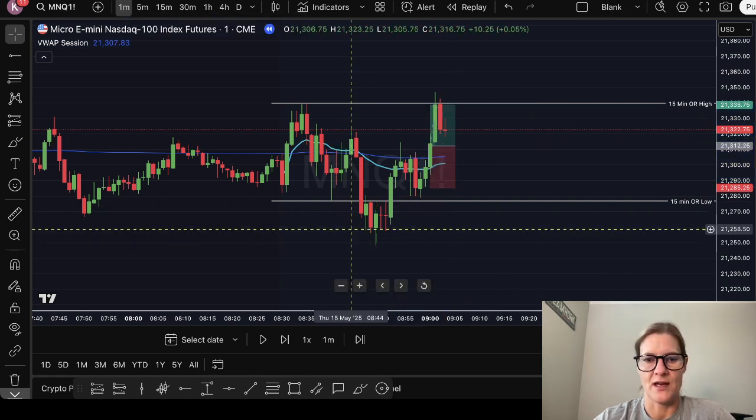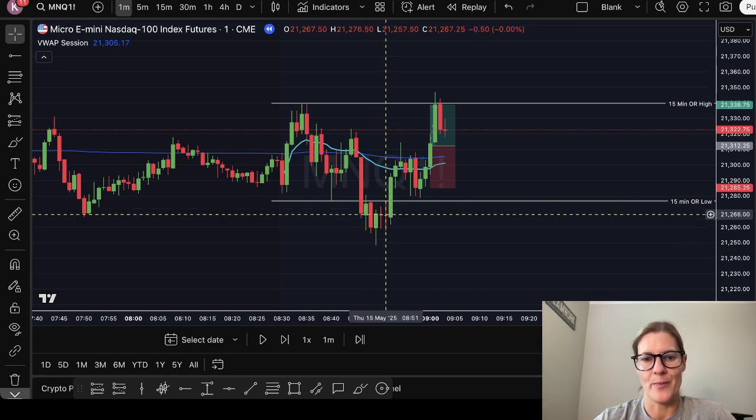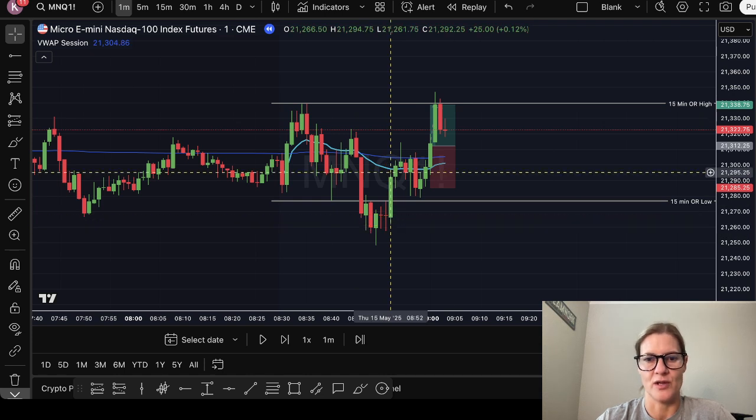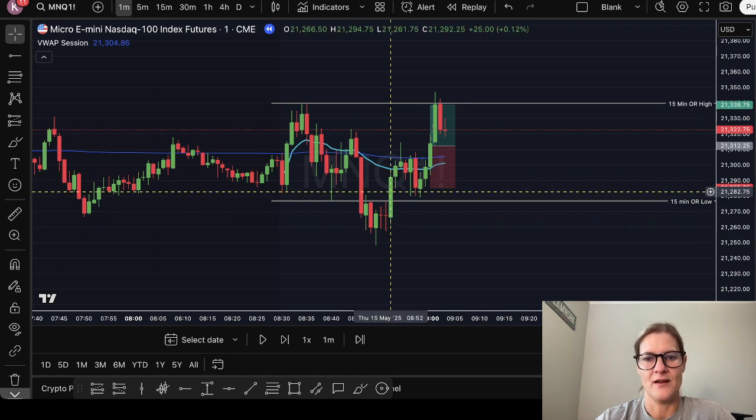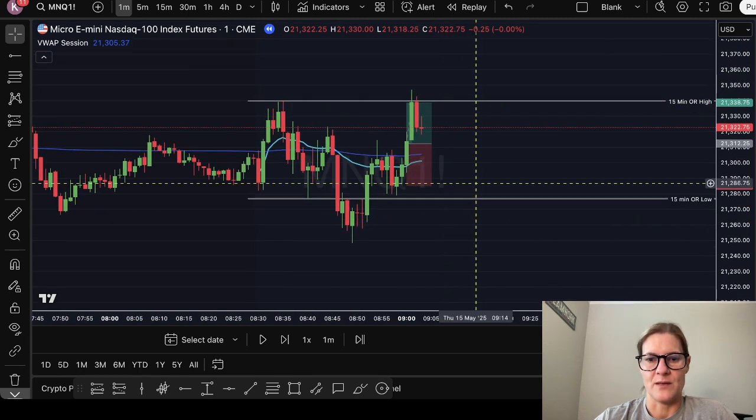I would not have taken a short here because there was no confirmation. It was kind of just chopping around, and then sellers took control again, or buyers took control again. All right, so let's continue. That was the 15-minute range.